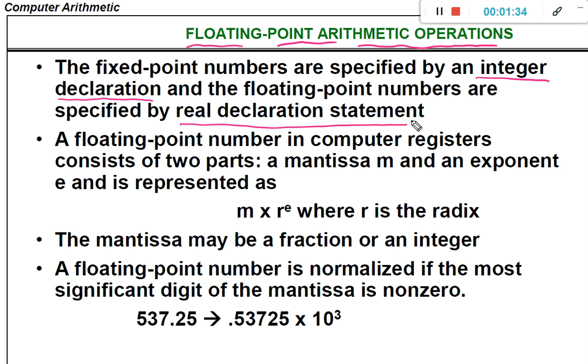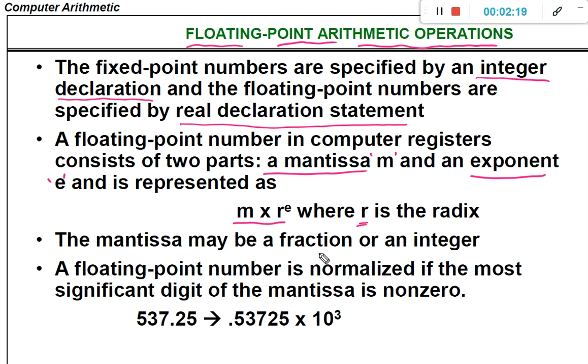So we need to derive some representation for floating point numbers and be able to perform arithmetic operations. A floating point number in computer registers consists of two parts: a mantissa part and an exponent part. The mantissa is called M and the exponent is called E. Then we can represent the floating point number as M into R power E. This is the standard scientific representation of a floating point number, where R is the radix. Radix means the base, to the base 10, to the base 2, something like that. The mantissa may be a fraction or an integer.